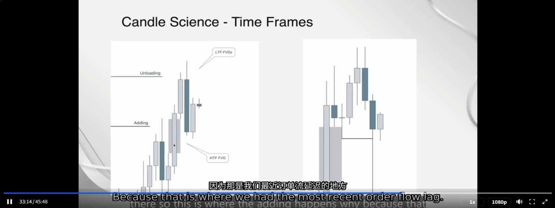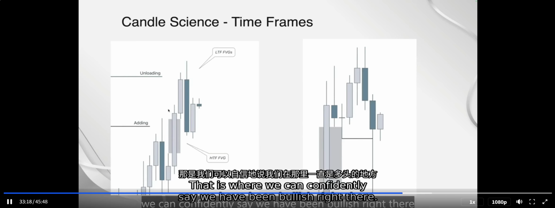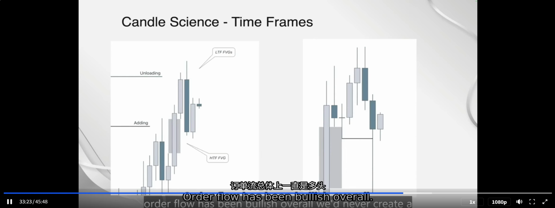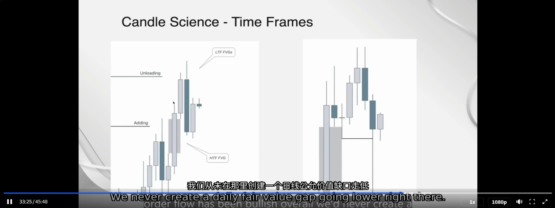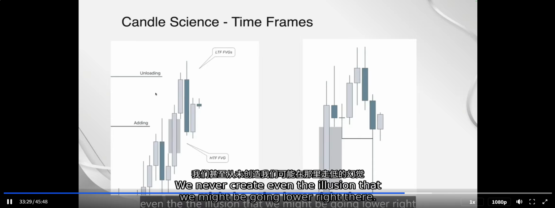Why? Because that is where we had the most recent order flow lag. That is where we can confidently say we have been bullish right there. Order flow has been bullish overall. We never create a daily fair value gap going lower right there. We never create even the illusion that we might be going lower right there.